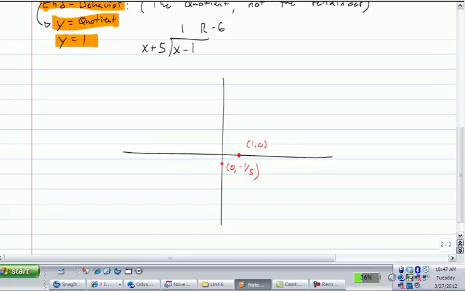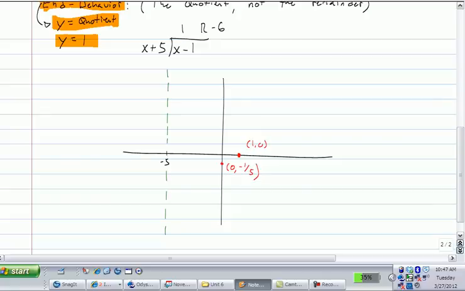We had some other stuff. What else did we find, guys? We have a vertical asymptote. Where's that at? Yes, x equals -5. So you're going to go back to -5, and we put a dashed line there. It goes straight up and down. Our graph will never cross that vertical line.